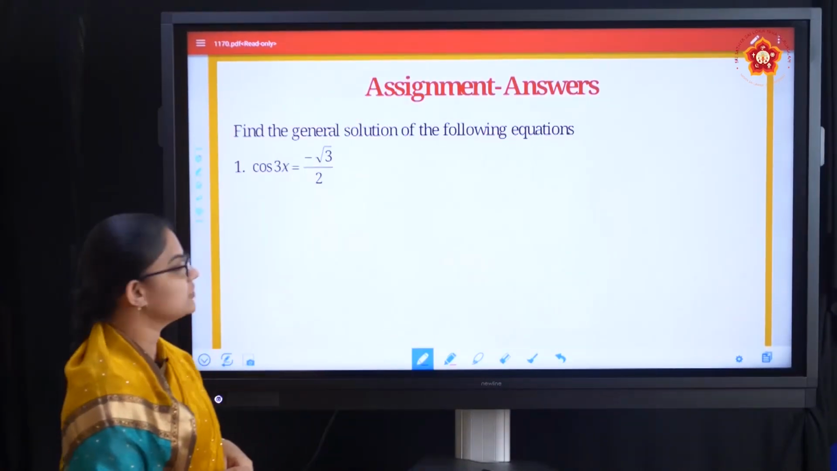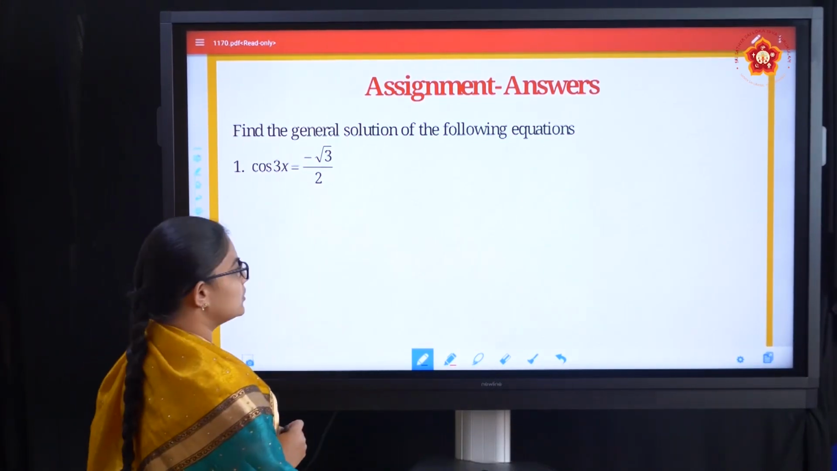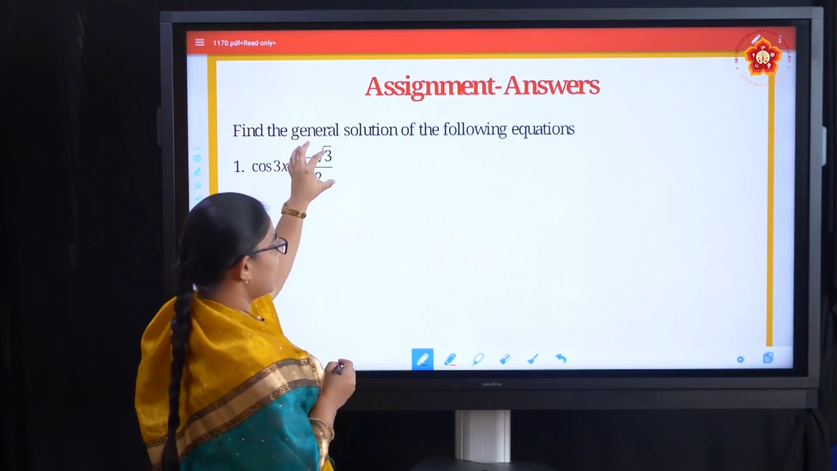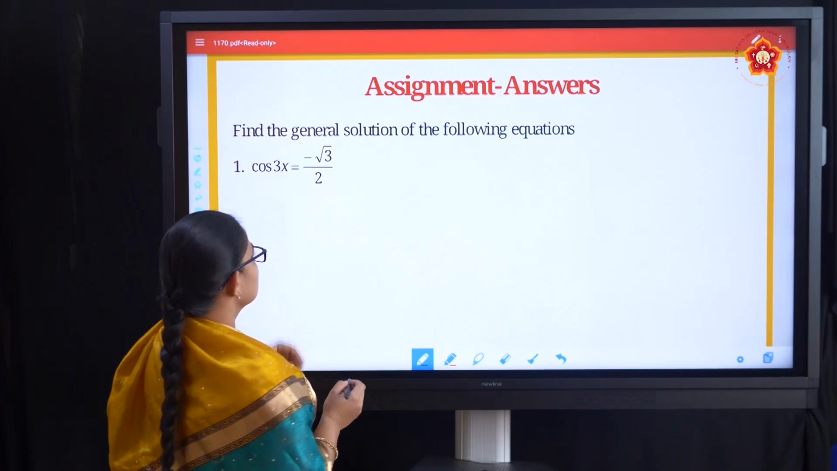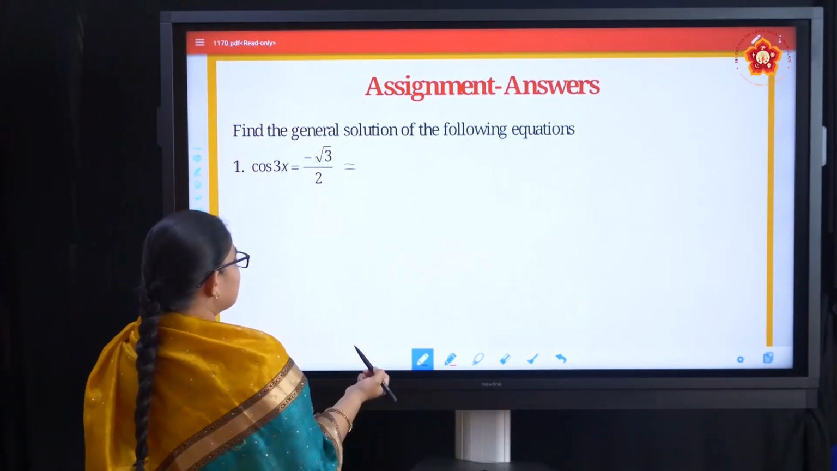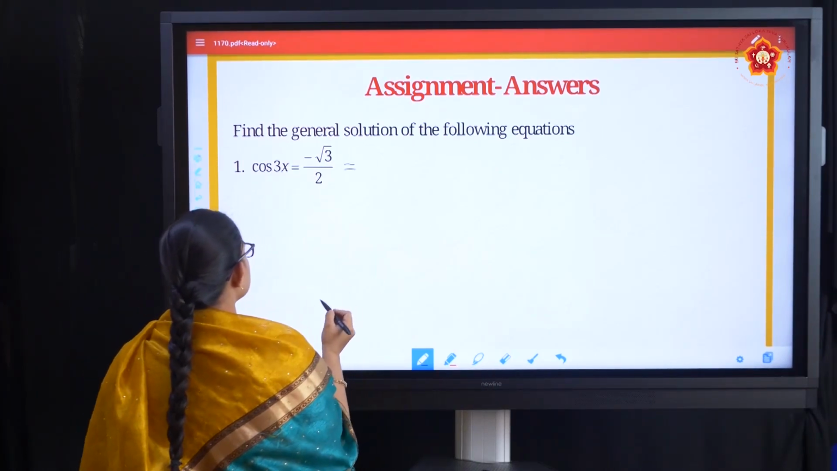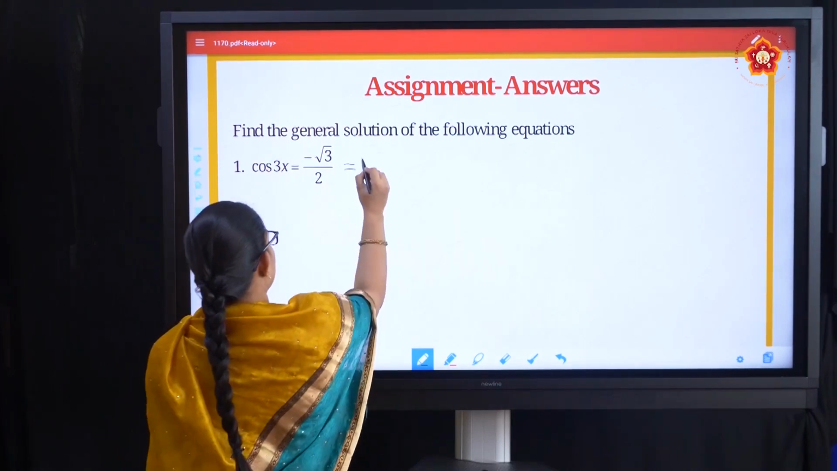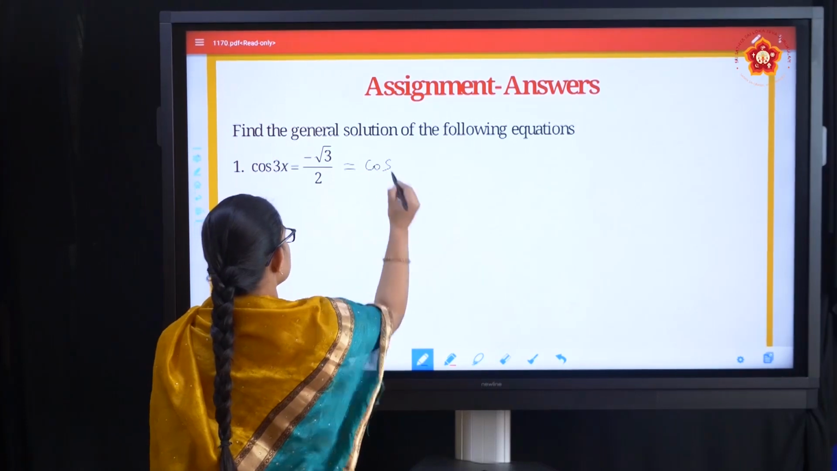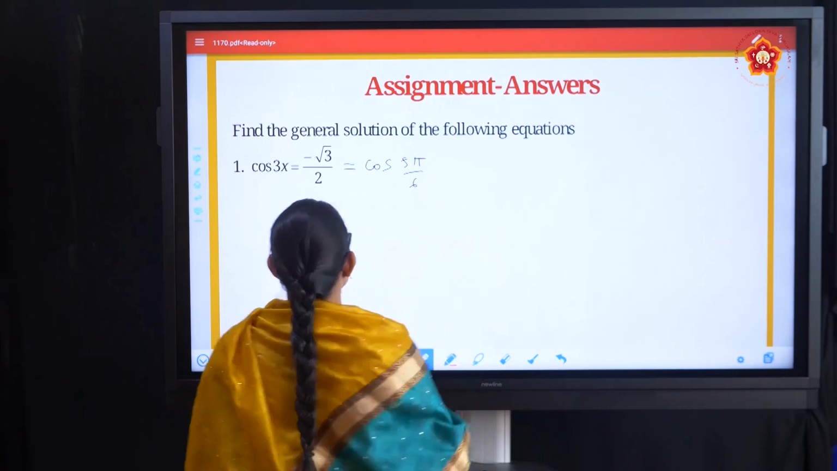Find the general solution of the following. The first question is cos 3x is equal to minus root 3 by 2. So minus root 3 by 2, we have to express that in terms of cos. Cos of pi by 6 gives root 3 by 2, and pi by 6 in the second quadrant we can consider, so pi minus pi by 6, that is 5 pi by 6. Therefore we can write this as cos 5 pi by 6.